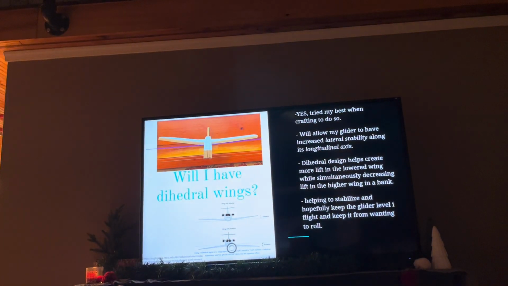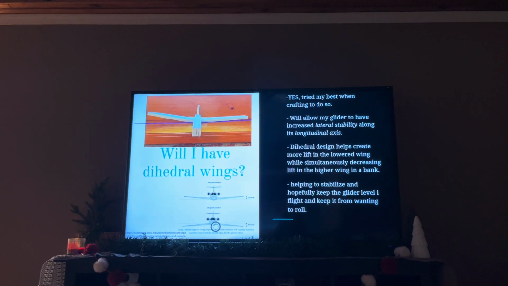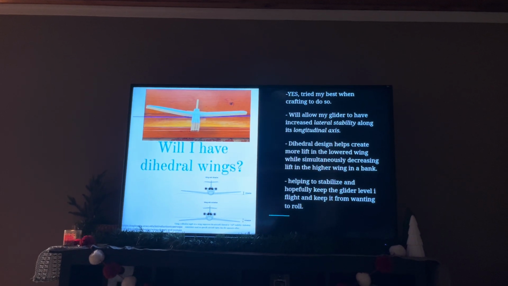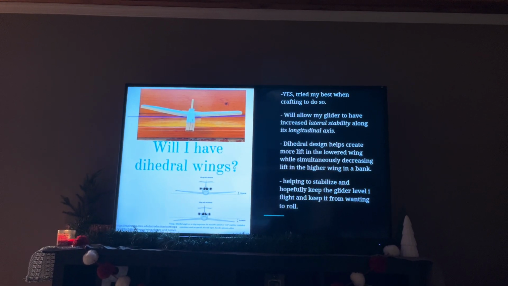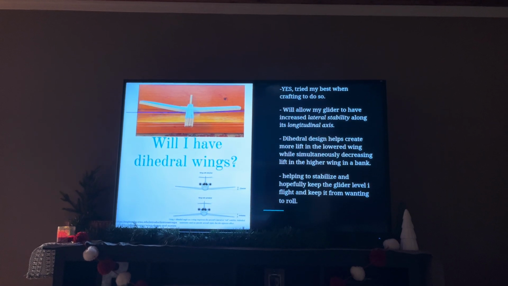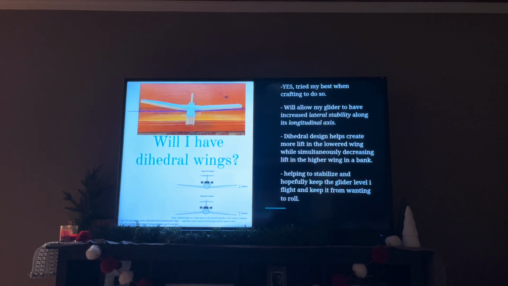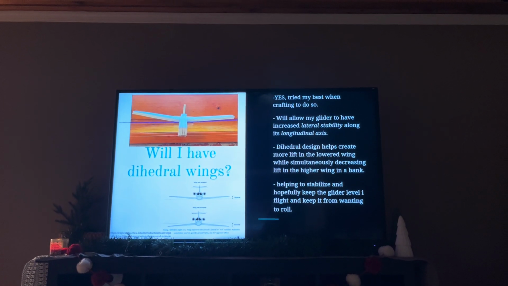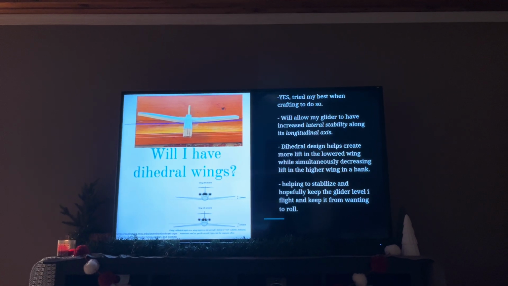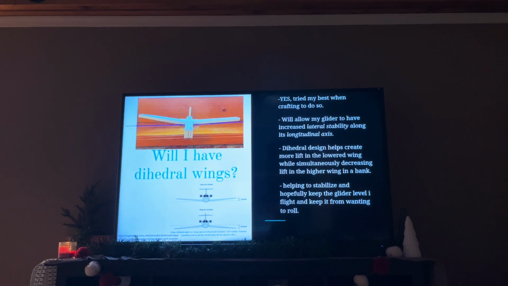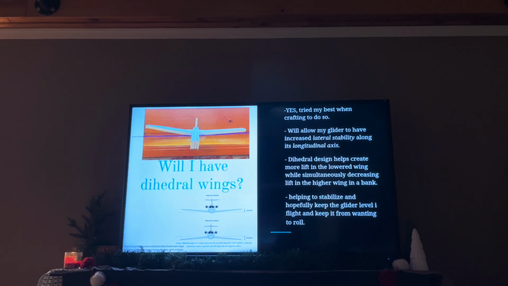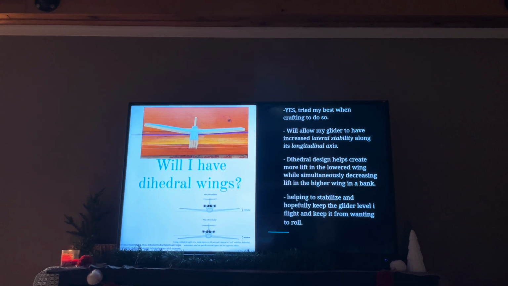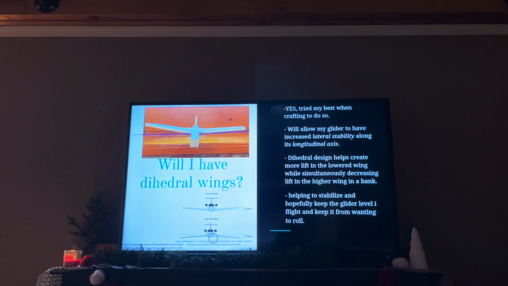All right. Will I have dihedral angles? Yes, I tried my best when doing so. In the upper left-hand corner, you can see the blue lines and the dihedral effect of my wings. Using a dihedral angle on a wing improves the aircraft's lateral or roll stability, which you can see in the picture down on the left, and I also have that on the right there. The dihedral wing helps create more lift in a lowered wing while simultaneously decreasing lift in the higher wing when the glider begins to bank or roll one way or another, helping to stabilize and hopefully keep the glider level in flight and keep it from wanting to roll.